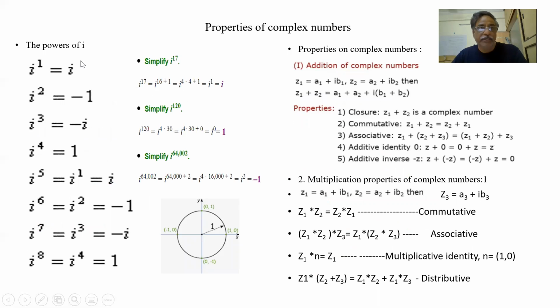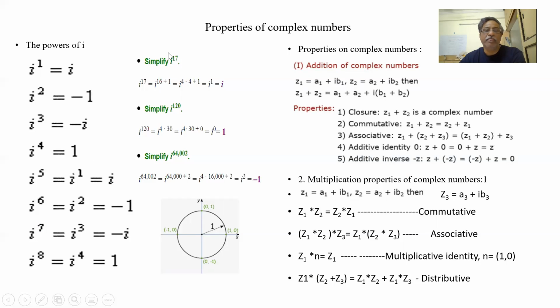Now let us understand the powers of i. i to the power of 1 is i. i squared, I told you, is minus 1, the minus x axis. i cubed is minus i, because it is the minus y axis. i to the power of 4 is again plus 1, the plus x axis. So these are all further multiples of this. In terms of multiples of 4, I can see where it is coming: i, minus 1, minus i, plus 1.